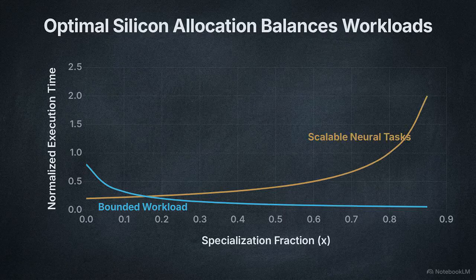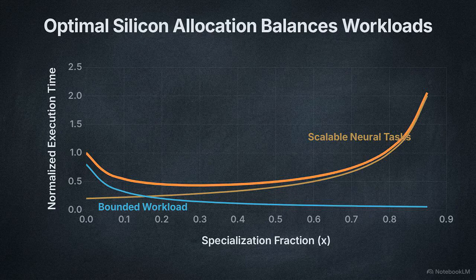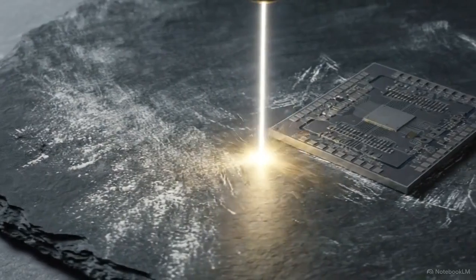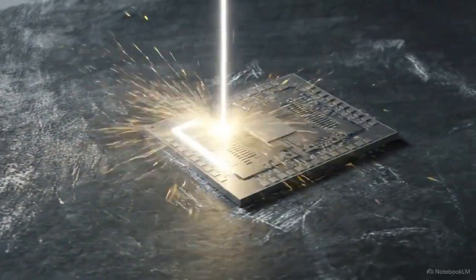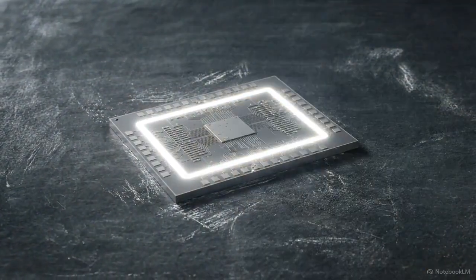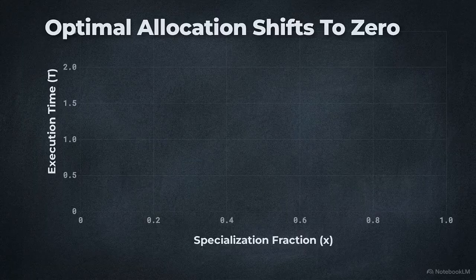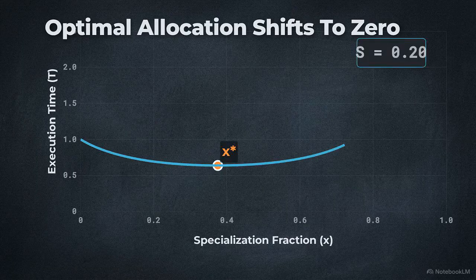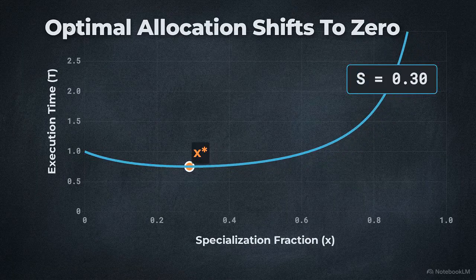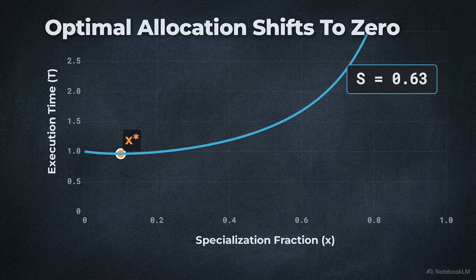Graphed for a 20% scalable workload, time forms a U-curve. The lowest dip represents optimal hardware allocation, x star. Because x star is well above 0, the math proves stealing die space to build a custom accelerator clearly reduces your total execution time. If workloads remained static, domain-specific hardware would always win. But as S grows, the optimal allocation point moves.